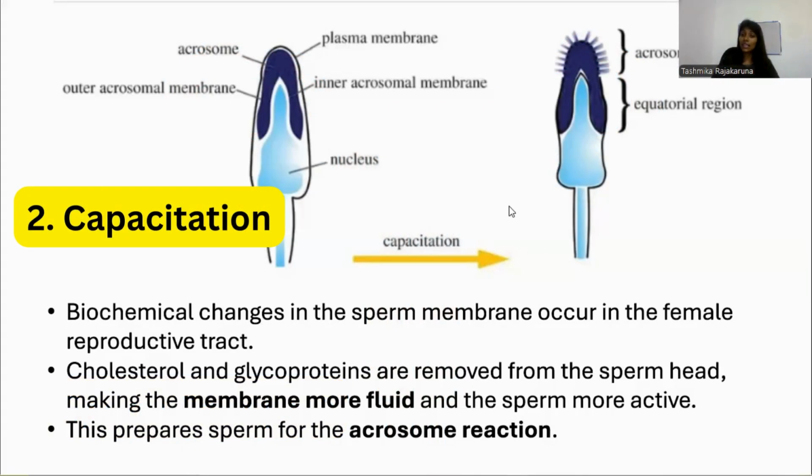The next step is capacitation. This is a series of biochemical changes that take place in the sperm membrane as they move through the female reproductive tract. During this process, cholesterol and glycoprotein are removed from the sperm head, which makes the membrane more fluid and the sperm more active. These changes prepare the sperm for the acrosome reaction, which is essential for fertilization.